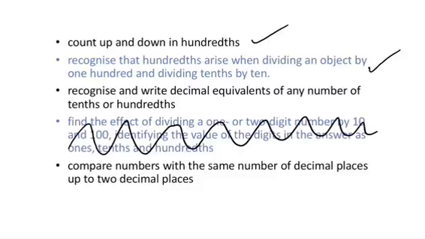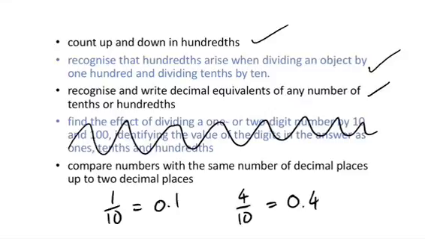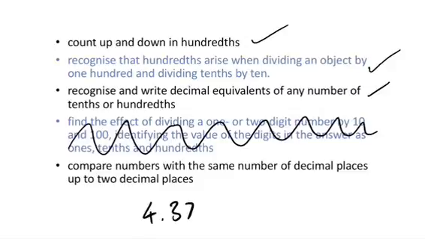Can you recognise and write decimal equivalents to any number of tenths and hundredths? We did that from pictures. We haven't really done that from this sort of thing. We might recap that later, but I don't think many people have a problem with that. And then the last thing we did was this comparing numbers. Can you take two decimal numbers and start from the left hand side and compare them?